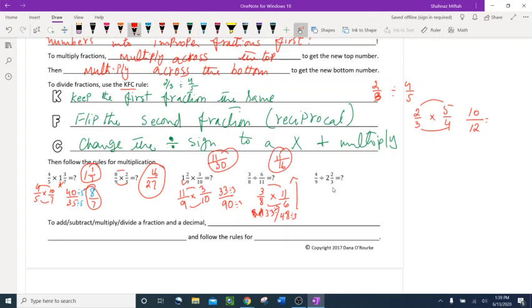This one, I have to change into an improper fraction, and then we go from there. 3 times 2 is 6, 6 plus 2 is 8, and 4 divided by 9 is going to stay 4 divided by 9. Now, how do I do division? Keep the first one as it is, flip the second one, and multiply. So 4 times 3 is 12, 9 times 8 is 72. So 12 over 72.